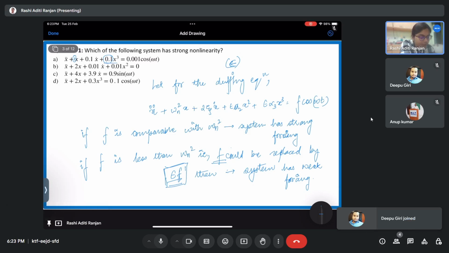Okay. Coming on to the second equation, here my omega n square is 2, right? And the nonlinear term has a coefficient of 0.01. Again, it is very much less than 2. So nothing could be said. Here my omega n square is 4. Okay. And I don't have any nonlinear term, right? So it doesn't matter.